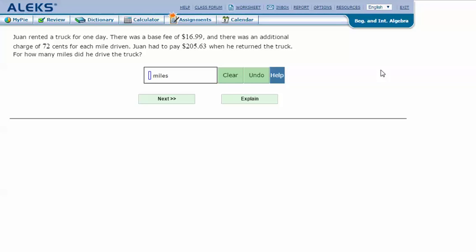Juan rented a truck for one day. There was a base fee of $16.99, and there was an additional charge of 72 cents for each mile driven. Juan had to pay $205.63 when he returned the truck. For how many miles did he drive the truck?